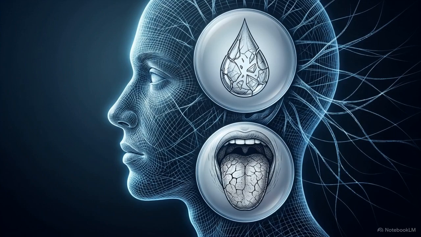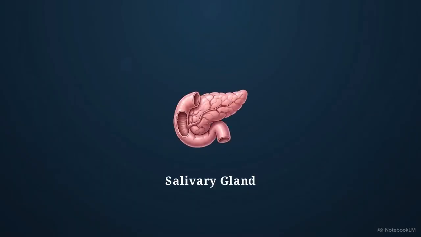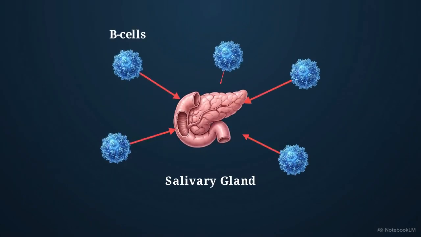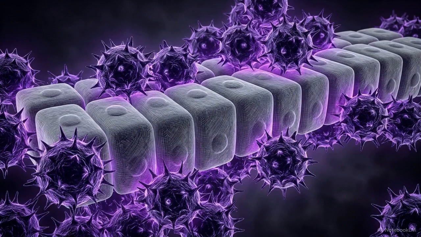Historically, clinical consensus defined Sjogren's disease as a chronic autoimmune exocrinopathy characterized by dry eyes and a dry mouth. It was categorized primarily as a B-cell-driven destruction of the salivary and lacrimal glands. In this model, the epithelial cells were cast as passive targets. They were structural bystanders, destroyed by an unprovoked invasion of infiltrating lymphocytes.